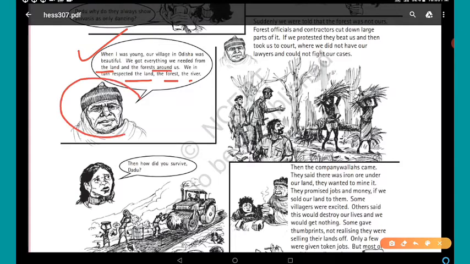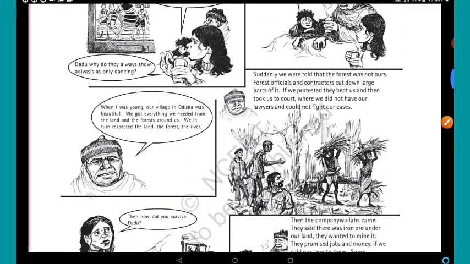So Dadu belonged to the tribal group of Odisha, and he is explaining that the tribal people live in the forest. Clear? And forests are like their homes. They get everything from the land in the forest and the various types of resources available in the forest. Different commodities are collected by the people. By living in the forest, they got everything in the forest. Clear? And in return, they respected the land, forest, the river. It means all the natural resources.